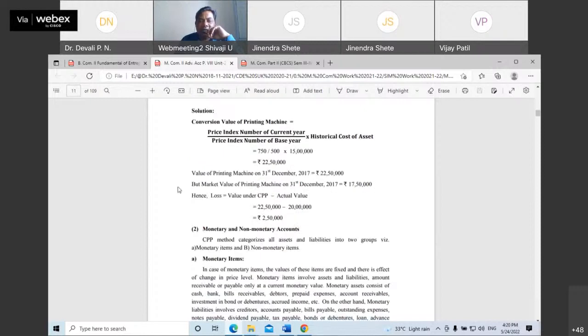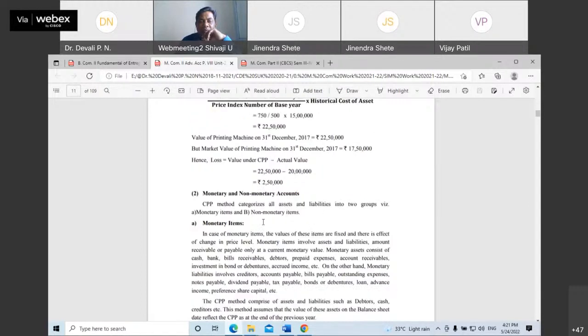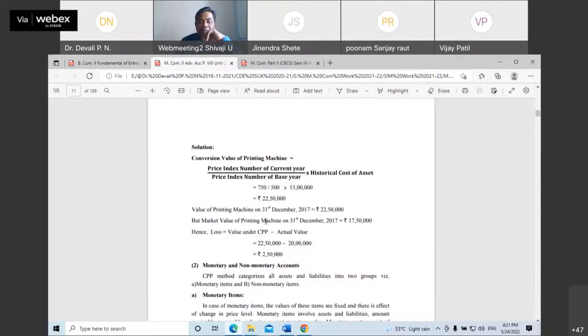Generally, there is a market price here, and we have considered 17,50,000. This is one of the assumptions that we have considered. But when we face the actual positions against this calculated figure and the actual figures related to it, we can suffer either a profit or a loss. This is one concept, the conversion value of any historical cost. This is one concept under the CPP.